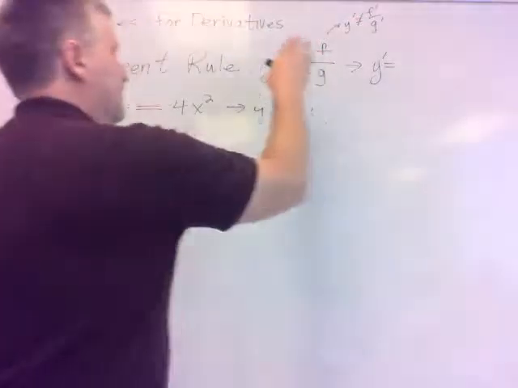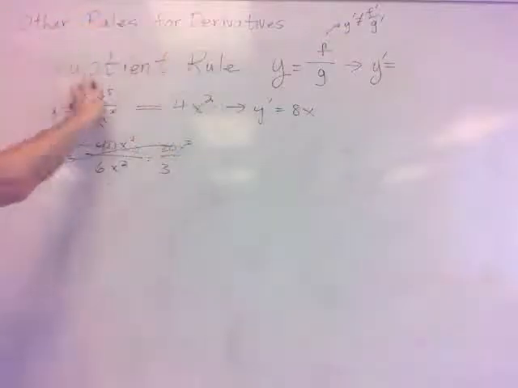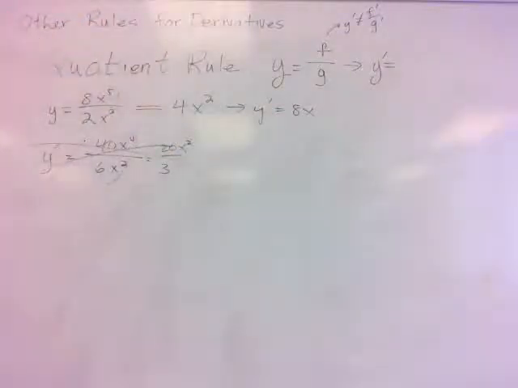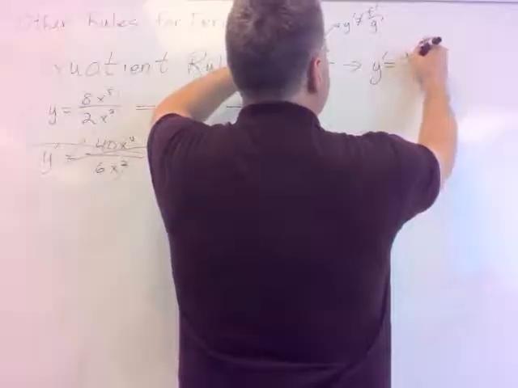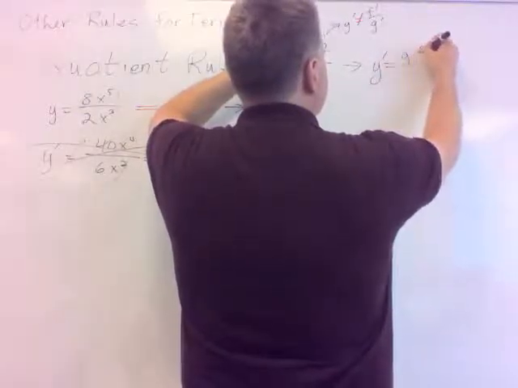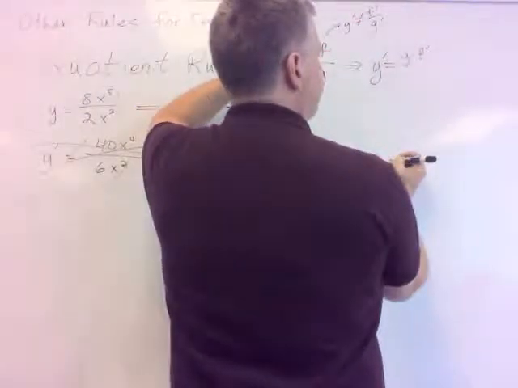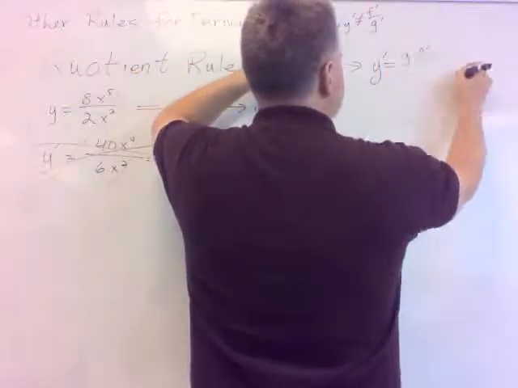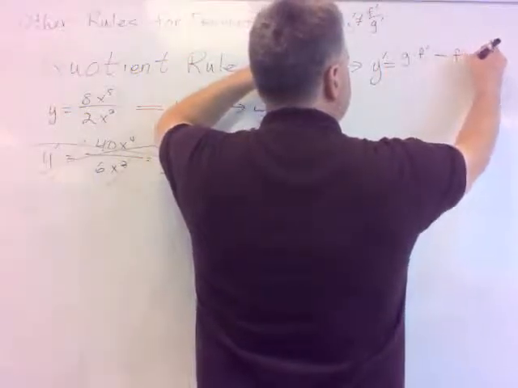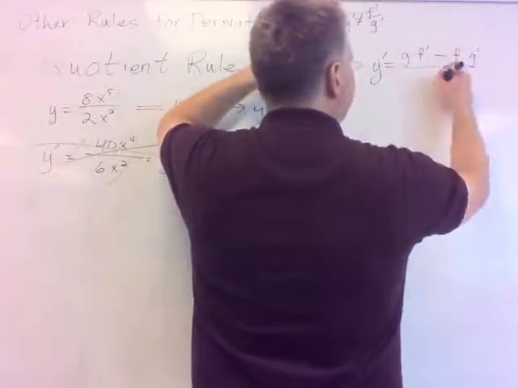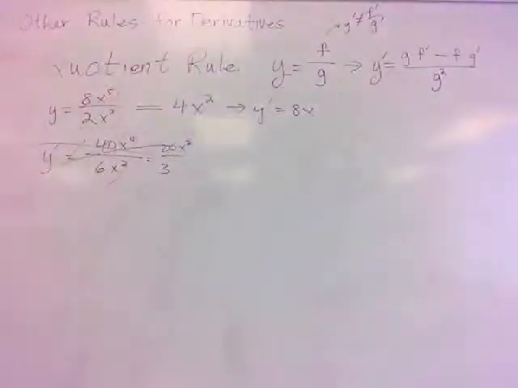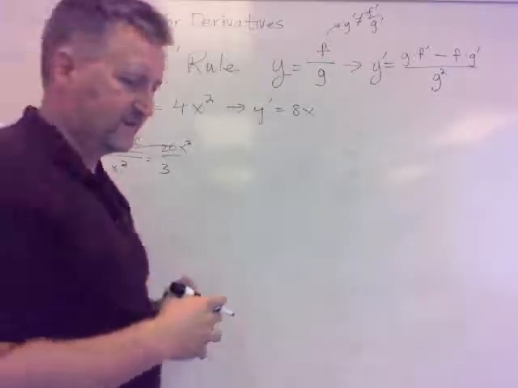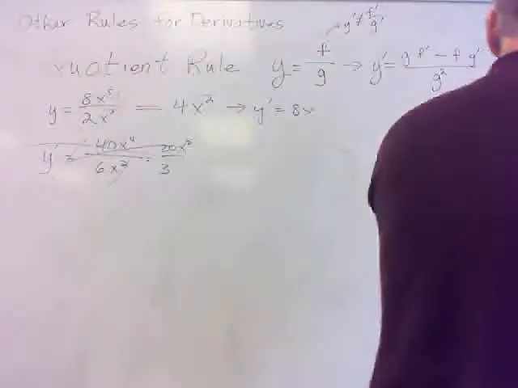Here's the way you do it if you treat them as separate ones. Turns out you take g times the derivative of f, minus f times the derivative of g, over g squared. Isn't that a lovely picture? Let me just go ahead and tell you how this works.